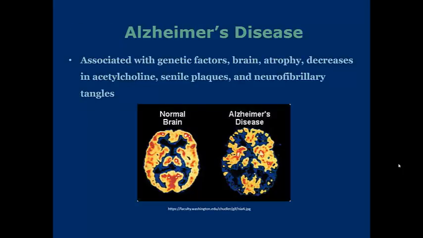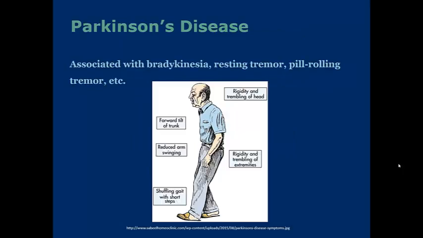Alzheimer's disease is associated with genetic factors, brain atrophy, decreases in acetylcholine, senile plaques, and neurofibrillary tangles. As you can see, there is some degradation between a brain that is suffering from Alzheimer's disease and a normal one. Parkinson's disease is associated with bradykinesia, resting tremor, pill-rolling tremor, etc. In the bottom picture, there are some common symptoms that you'll see in people with Parkinson's disease.